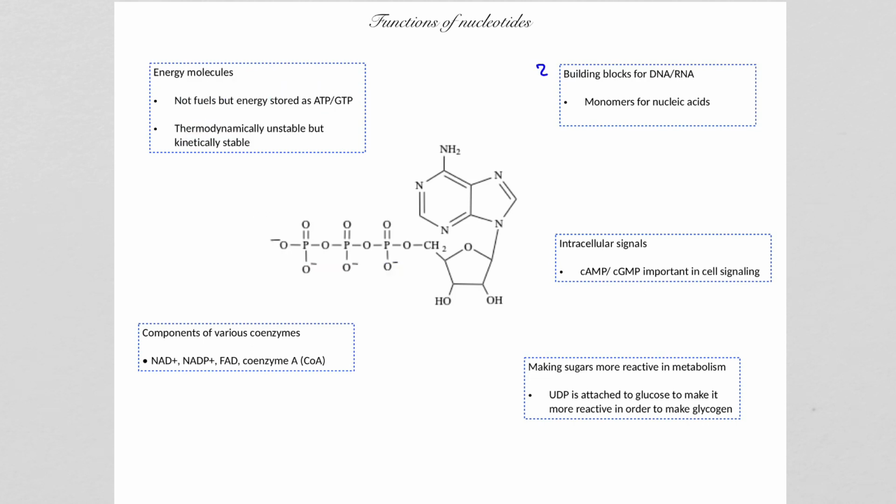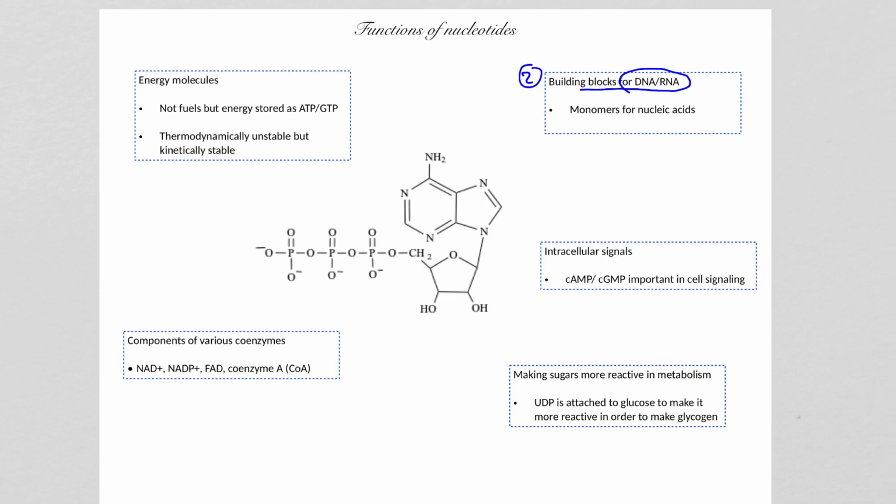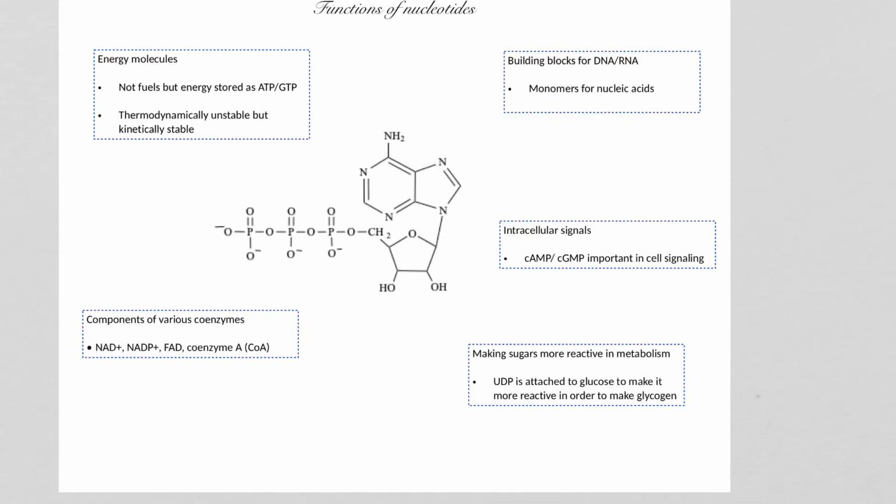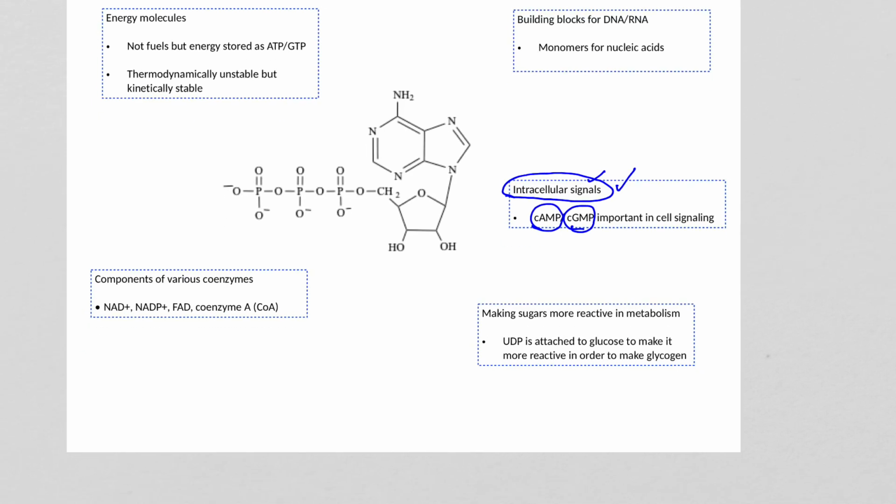Probably the second most important function is that nucleotides are the building blocks of DNA and RNA. They are the monomers for nucleic acids such as DNA and RNA. Another function of nucleotides is that they are very important intracellular signals, especially cyclic AMP and cyclic GMP. We shall talk about these under cell signaling. So nucleotides are very important intracellular signals.